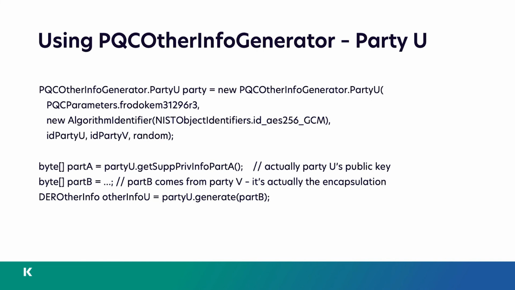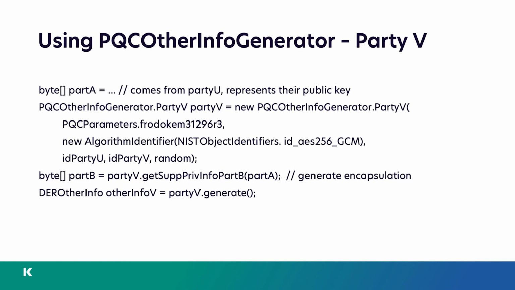Now, Part B, which is the thing that's actually used to generate the real supplementary private info that's included in our side of the key exchange, is actually an encapsulation, and that's sent by party V based on what it got back by making use of the part A that we send them. And in the last line, you can see that when we actually build the other info object, basically we pass that part B value, which is the encapsulation that we saw in the previous section, to the party U generator.